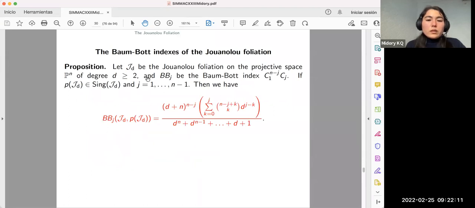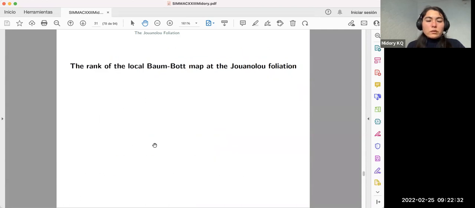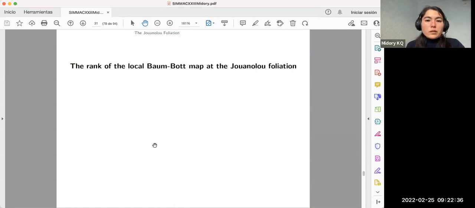So when we study the general foliation, we obtain the Bott indexes, and they depend on D and N. In particular, for any foliation that has isolated singularities, the sum of these Bott indexes will be this number, because it doesn't depend on the foliation. Well, the result is given by the Bott theorem.